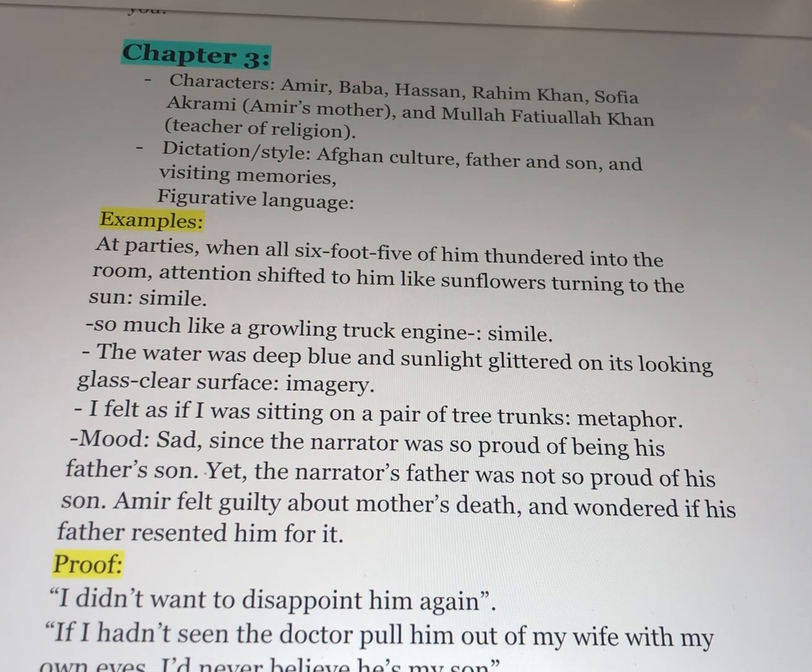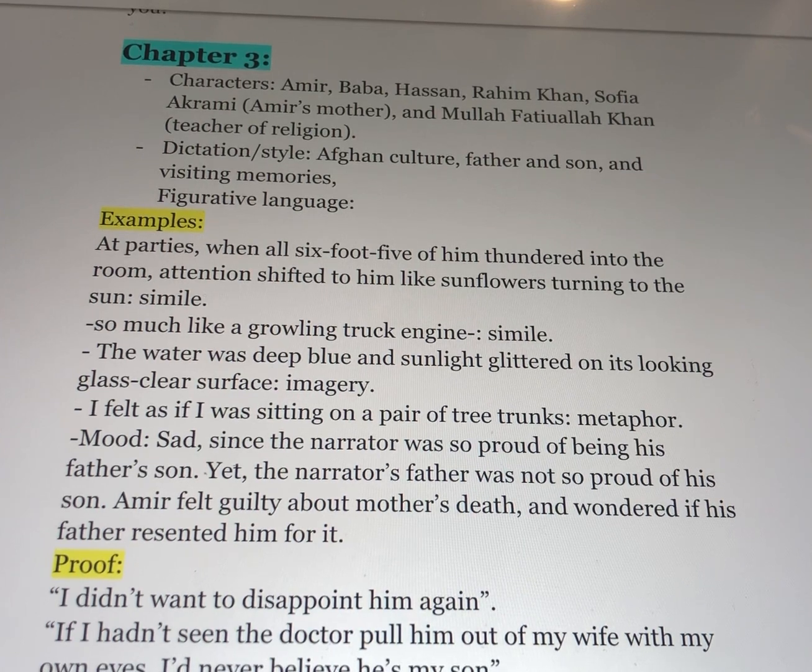So, figurative language. "At parties, when all six foot five of him thundered into the room, attention shifted to him like sunflowers turning to the sun." So this was a simile because he compared using "like." He compared the attention shifting like sunflowers turning to the sun. "So much like a growling truck engine." This is a simile again because they used "like," so they're comparing.